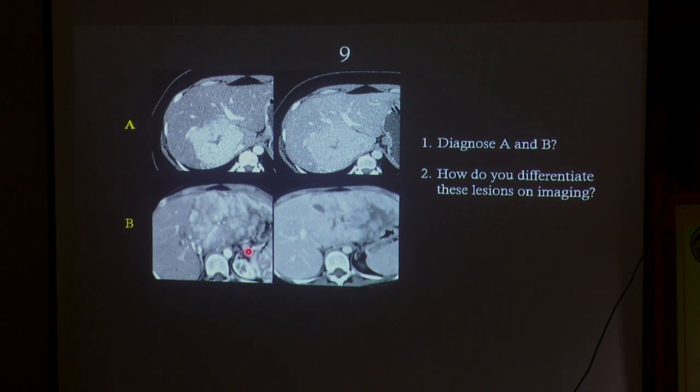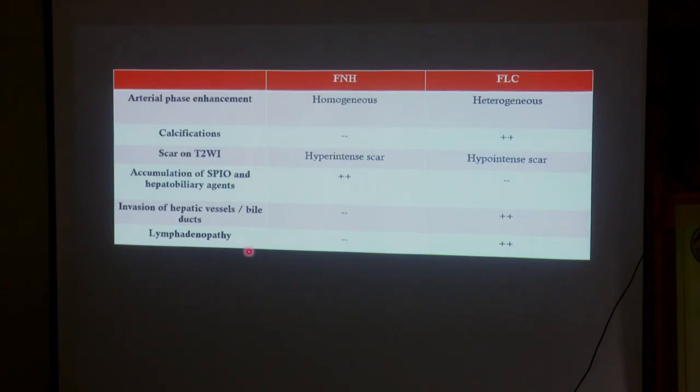So how do you differentiate these lesions on imaging? This is important. On arterial phase, FNH will show homogeneous enhancement, whereas FLC shows heterogeneous enhancement. And calcification is predominantly a feature of FLC. On MRI, T2-weighted imaging is a very significant finding which leads to the differential in many cases. In T2-weighted imaging, the scar will be hyperintense in FNH due to the vascular scar, and in FLC it is a hypointense scar due to fibrosis.